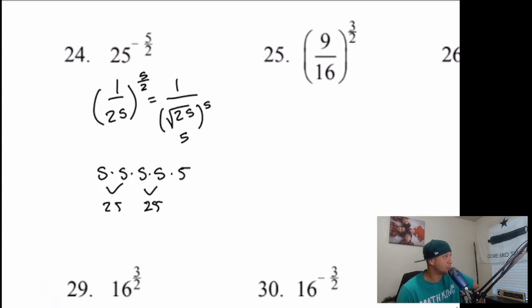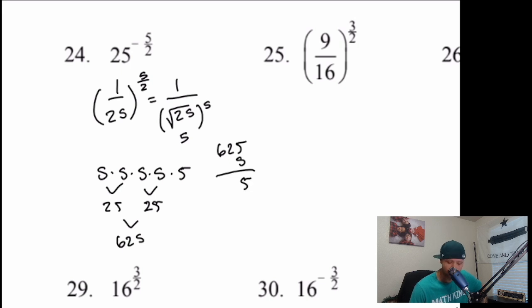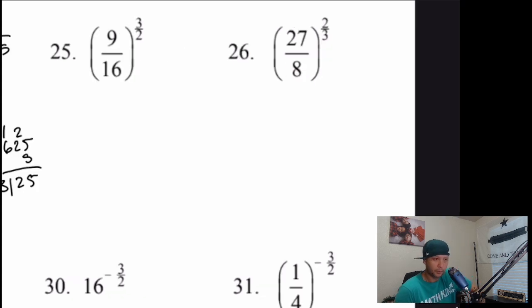So 5 times 5 times 5 times 5 times 5. All right, 25 times 5 is 125, times 5 is 625, I believe, times 5. So 625 times 5: 25, 10, 12, 31. So 1 over 3125.